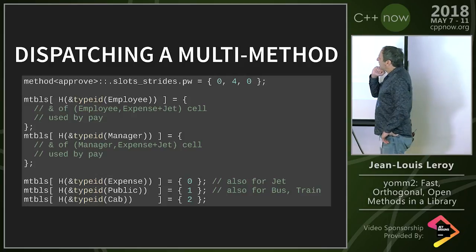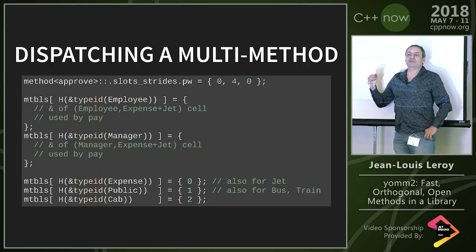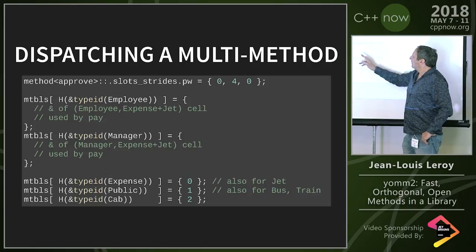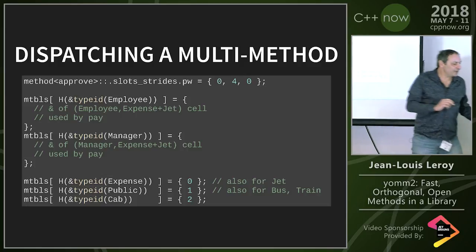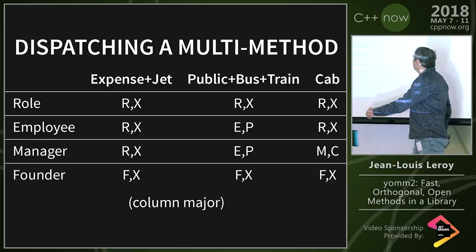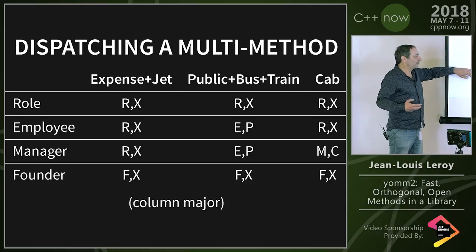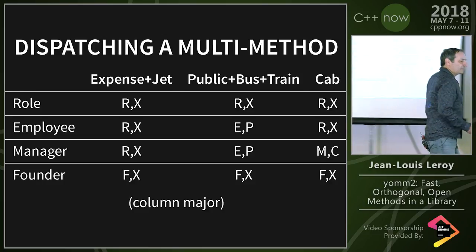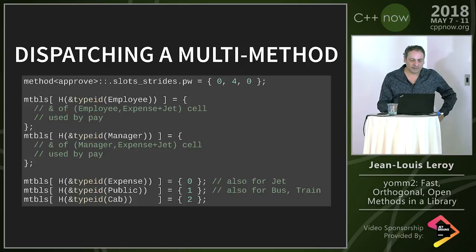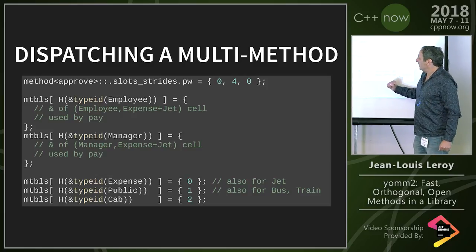Now, there are some optimizations. So mtbls of hash of type ID employee, so this is the method table for employee, okay? We know that the second slot is used by pay, and the first slot contains a pointer inside this table. So we can already pre-compute the first indexation. So if it's a manager, it will contain a pointer to this cell. Same thing for manager.